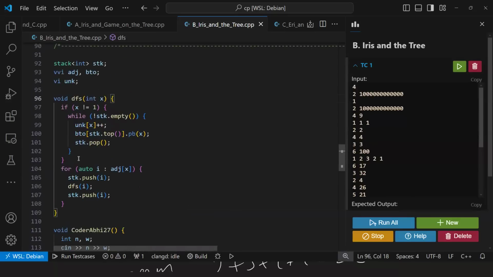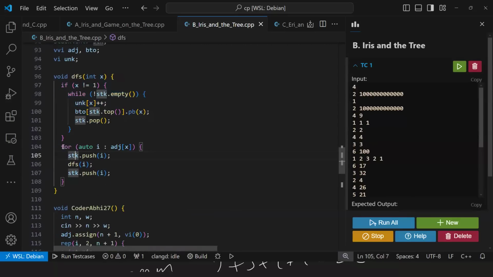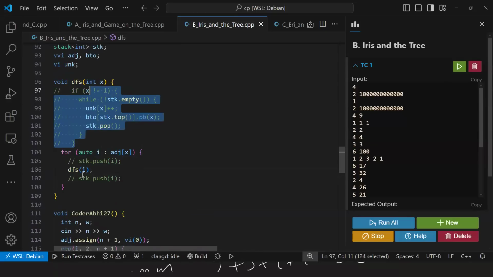Now what I'm doing in the DFS, let's ignore this. I'm just running my DFS traversal, that for every child of the node, I'm running a DFS again. Just if you look at this function, inside the for loop, I'm running the DFS. Let's ignore these things for now. If you look at this function, what is this? This is the DFS, simple DFS traversal of my tree.